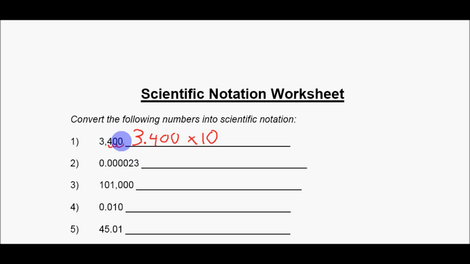So because the original number was 3,400, which is a number larger than 1, it's going to be a positive exponent, 3.